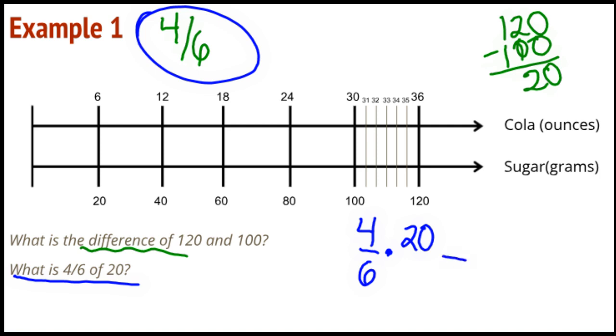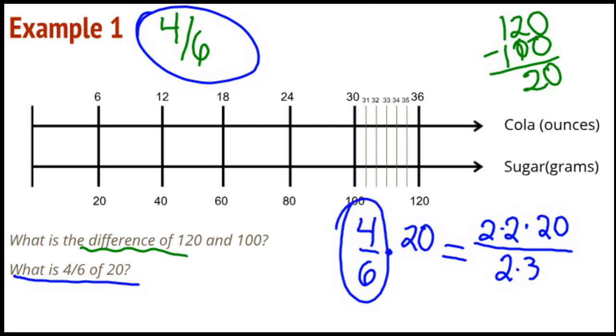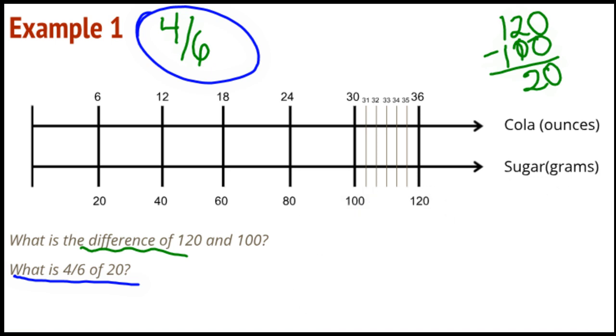And there are a lot of different ways you can multiply this. I'm going to show you one way that I would do it. I'm going to take the 4 and break it into 2 times 2. And I'm going to keep the 20 like it is. And I'm going to take the 6 and break it into 2 times 3. So I've done a prime factorization of the 4/6. And the 2's are going to divide out. And I'm going to have 40 thirds, which is the same as 40 divided by 3.